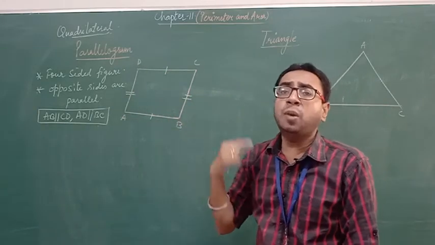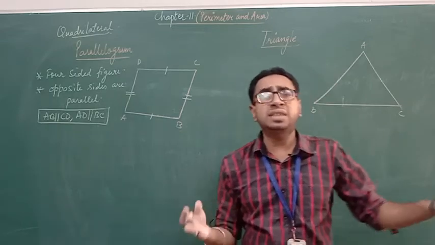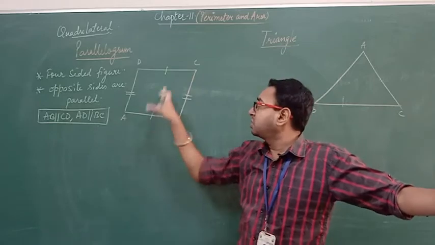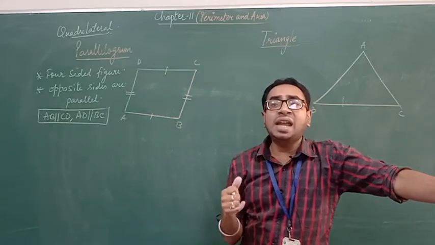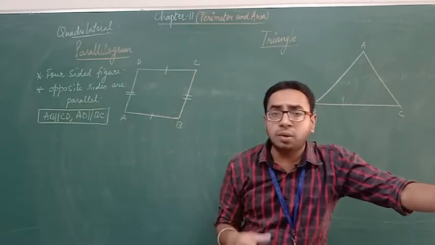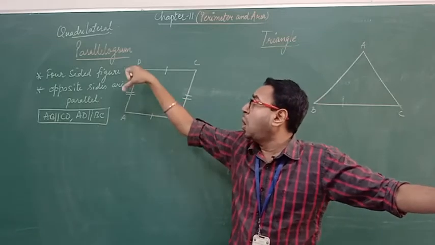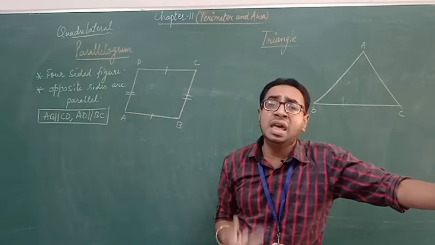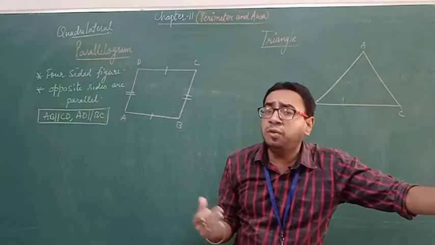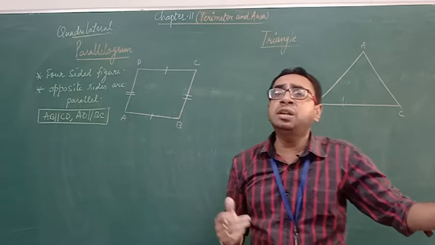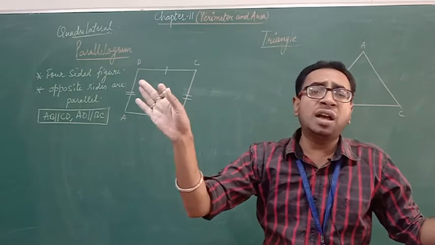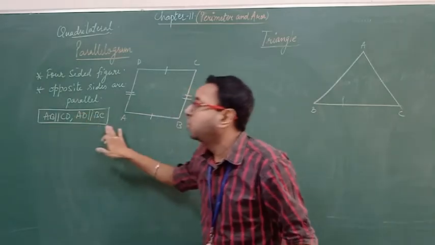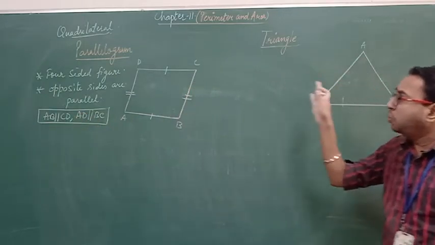There are a few more properties of a parallelogram that we will learn in class 8. For example, opposite angles are equal. Opposite sides are equal. Diagonals bisect each other. The angles on the same side are supplementary, 180. Adjacent angles are supplementary. These are a few properties that we will study in class 8, which is part of class 8. I don't want to take you to class 8 till you understand what a parallelogram is, whose opposite sides are parallel. Let's move on to the triangle.